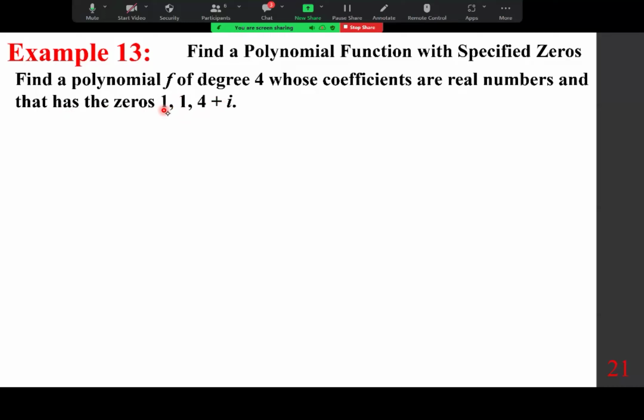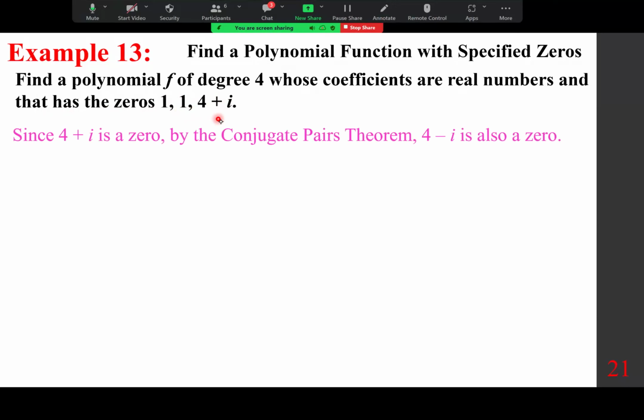You can say 1 or 1 with multiplicity 2. Either way is fine. So this means x minus 1, this means x minus 1, or basically these two mean x minus 1 quantity squared. 4 plus i is a complex number. It happens in pairs. So if 4 plus i is a solution, so is its conjugate. So 4 plus i is a zero, by the conjugate pair theorem 4 minus i is also a zero.